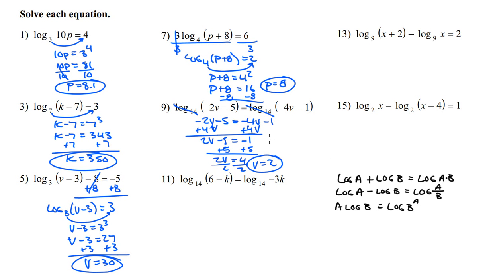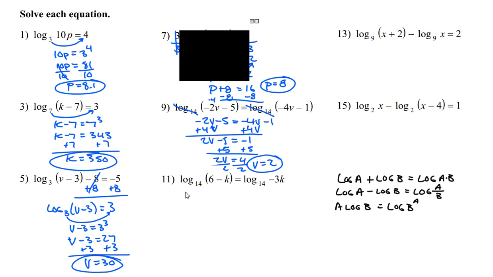Okay, now here's a problem, because if we plug this 2 back in, negative 2 times 2 is negative 4. And then negative 5 gives us negative 9. So really it's saying log base 14 of negative 9. If you do log of negative 9, it gives you an error. You can't do the log of a negative number.